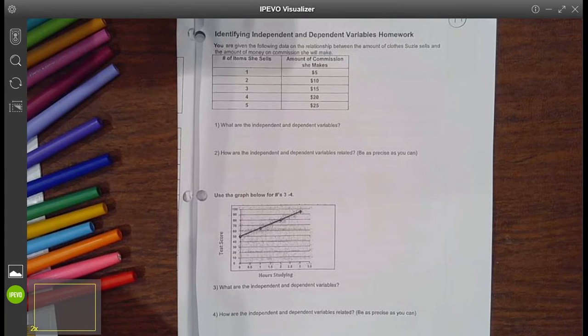Hello, my little mathematicians. I'm going to help you get started on your independent versus dependent variable worksheet. So I'll do the first set together with you, and then you try the second one. However, if you feel ready for it, why don't you even try the first one before we go through it together?